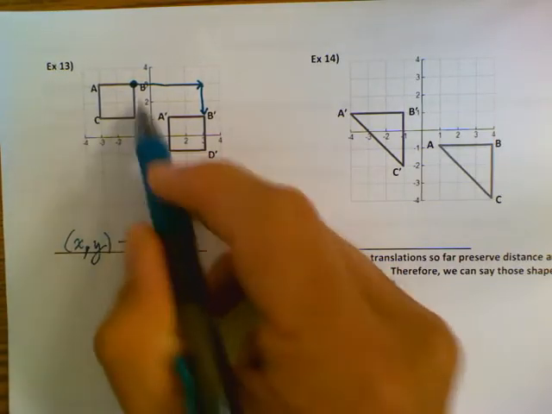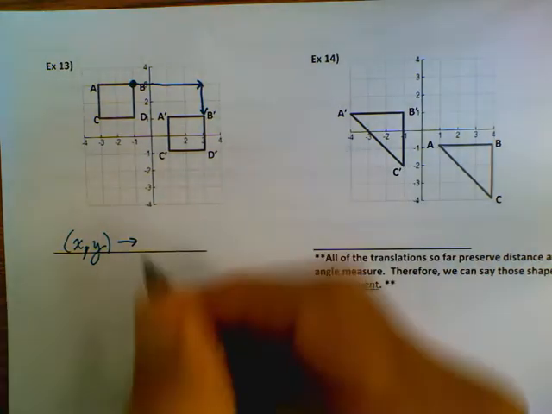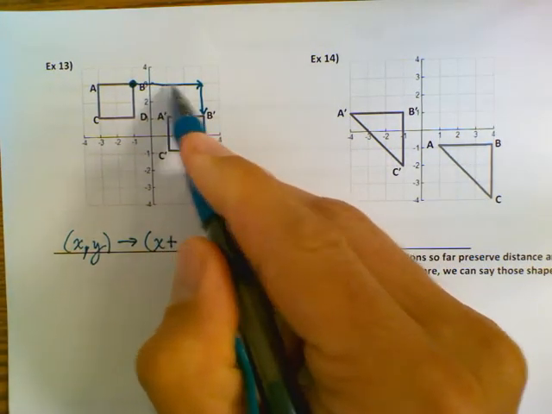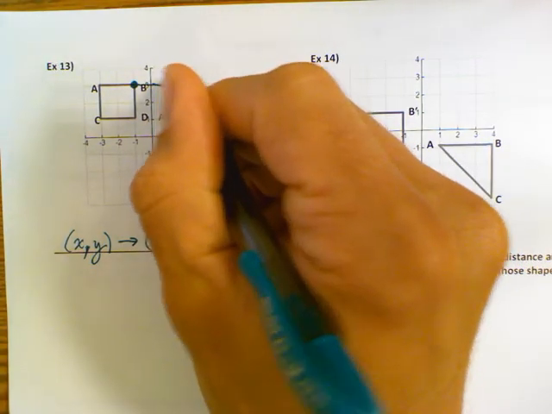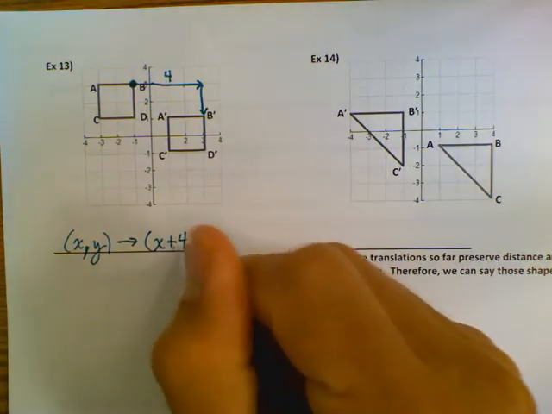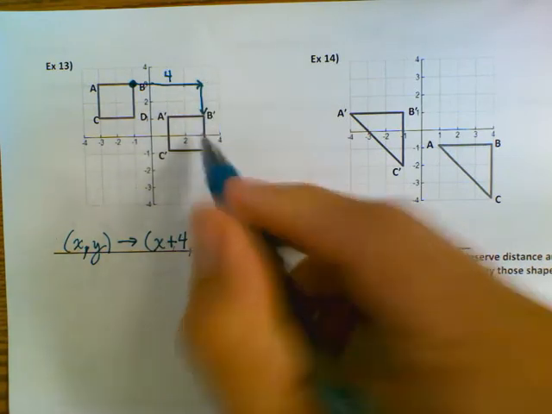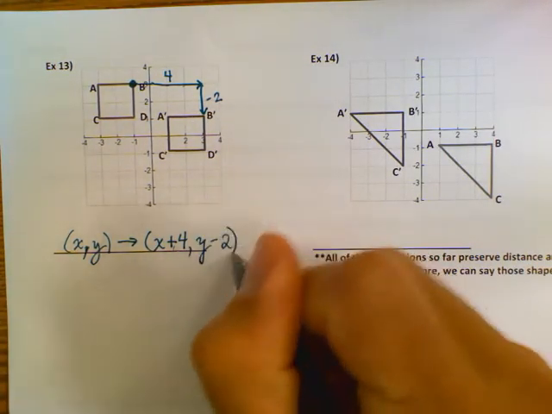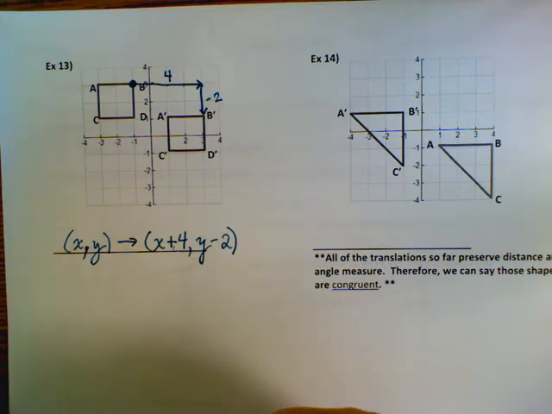So every point in this figure on the left has been moved to the right. So it'll be x plus 1, 2, 3, 4. X plus 4 units. And then it's been moved down 2 units, so we're going to say y minus 2. And that'll be your translation.